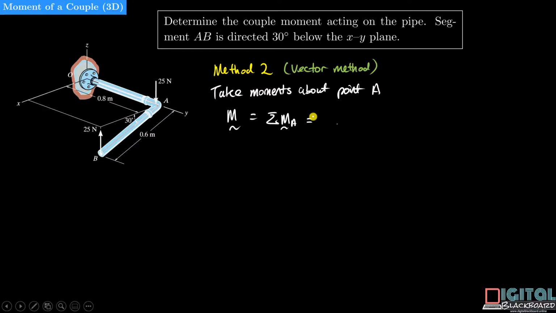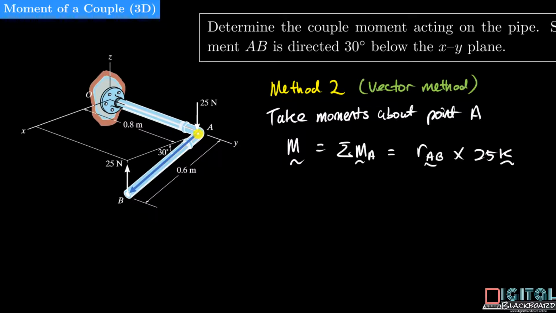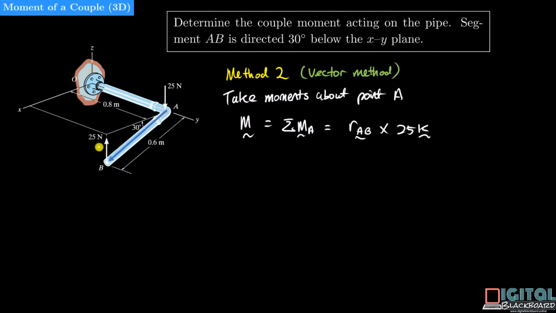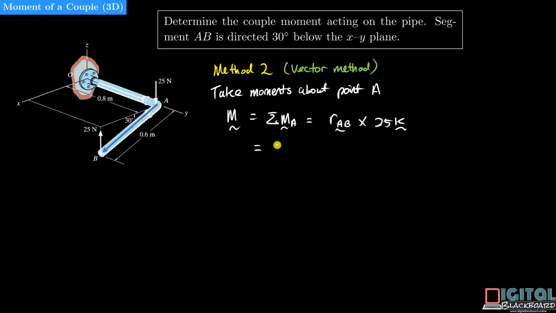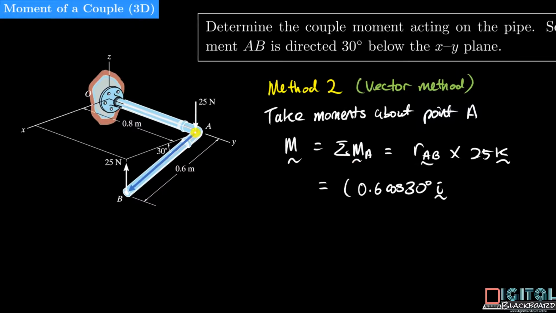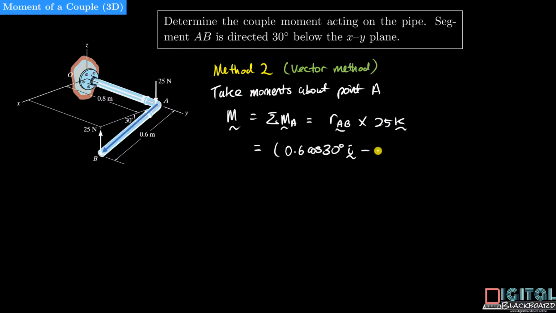So M is equal to the summation of moments about A, which is just equal to the vector RAB cross 25k. RAB is the vector pointing from A to B, and 25k is the couple force here. RAB is 0.6 cosine 30 degrees i, because it travels by this distance in the x direction, minus 0.6 sine 30 degrees k.